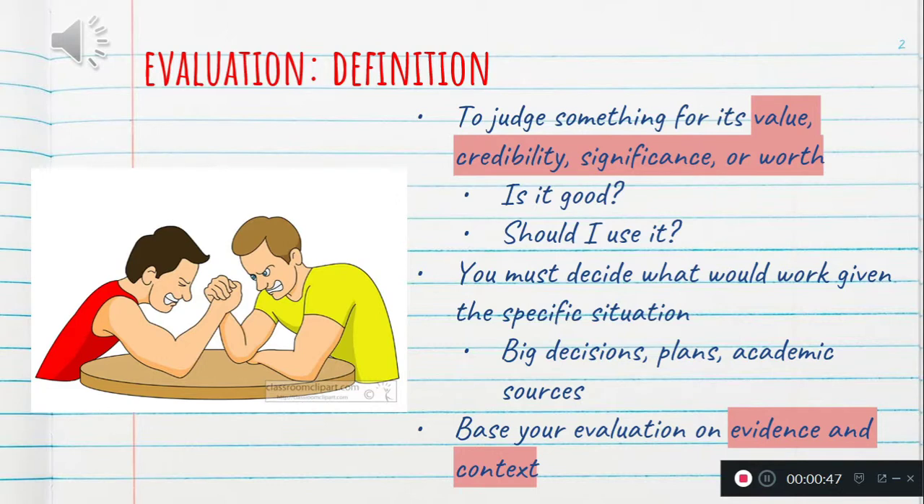If you're making a big decision or you're planning something out, it's often not helpful to make a broad evaluation across many different categories. But sometimes with academic sources, it is helpful to do so, and we'll get to that later. Whatever you do, make sure your evaluation is based on evidence and context, as in what evidence is important given the context.